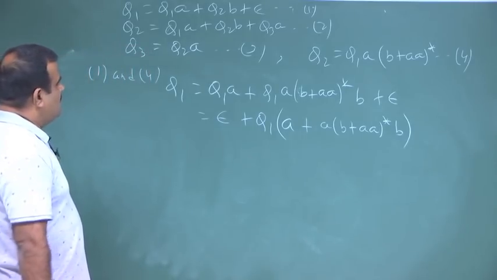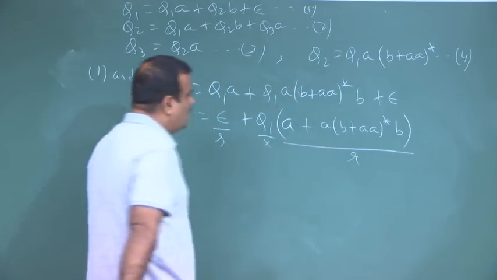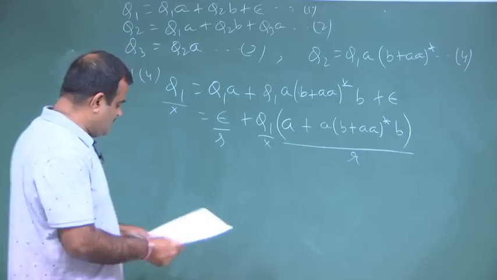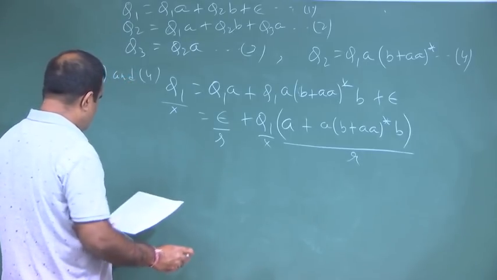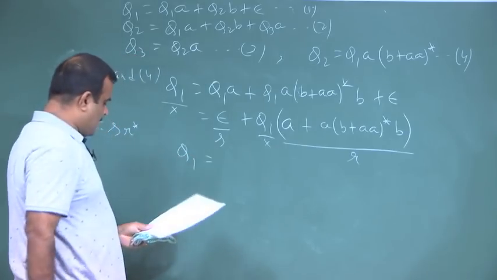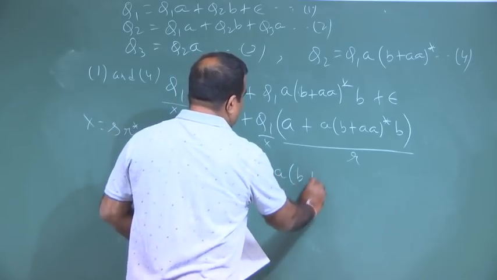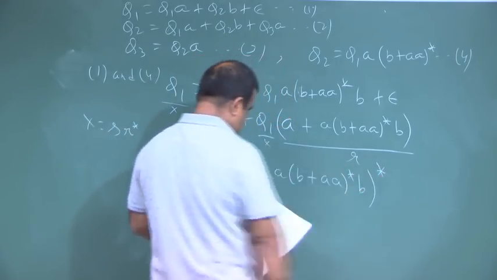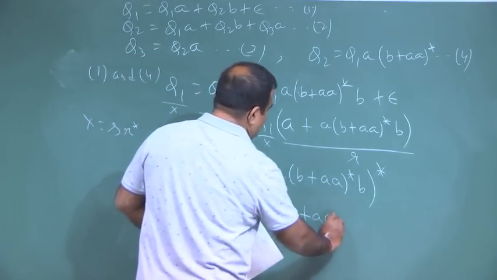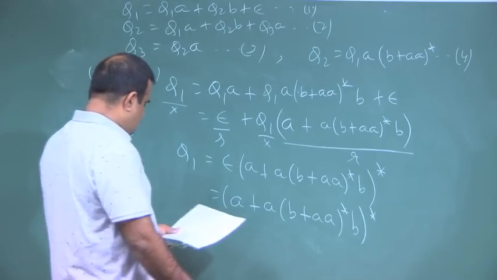Now, this is also in the form of Arden's theorem. Because this is x, this is our s, this is x, this whole thing is our r, and r does not contain epsilon. So, that is one condition for the Arden's theorem. If we apply this, it will give us x is equal to s r star. So, q 1 will be s, then r star means this star. So, a plus a into b plus a star b star. So, this is the same as a plus a b plus a star b star. Now, if you simplify this, we will be getting this. So, this is equation 5, we can say.